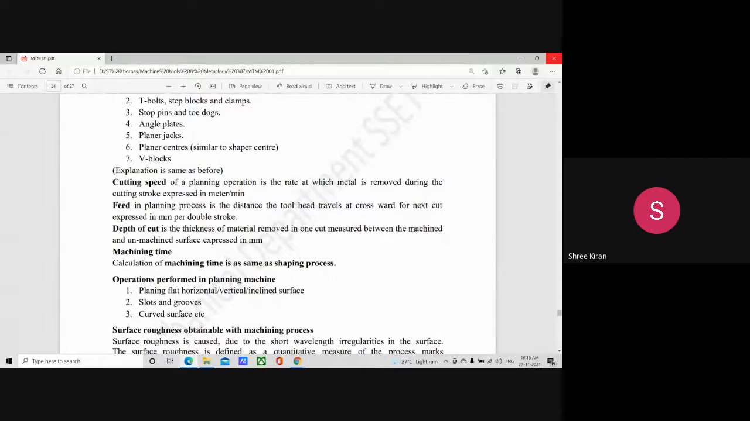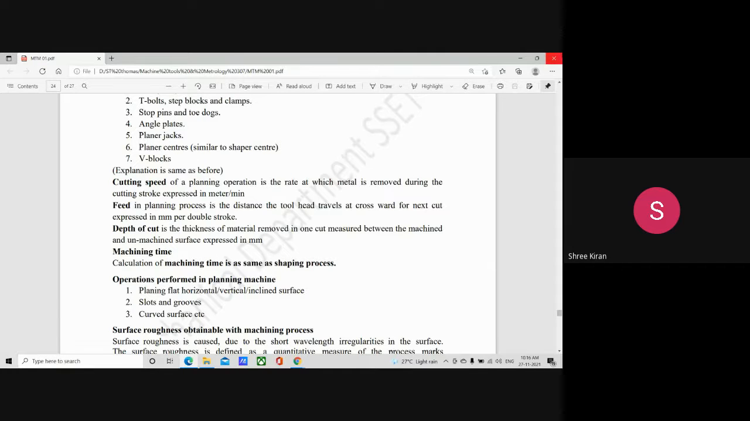So according to the requirement, what we say is the cutting speed. The cutting speed is always required for the material removal rate. The cutting speed of a planing operation is the rate at which the metal is removed during the cutting stroke, expressed in meters per minute.